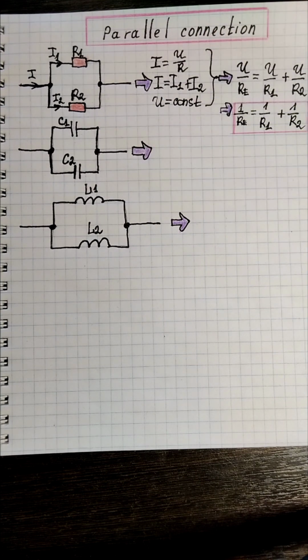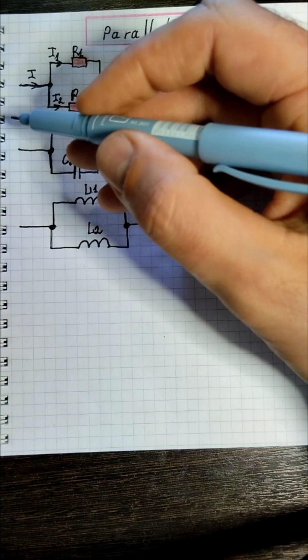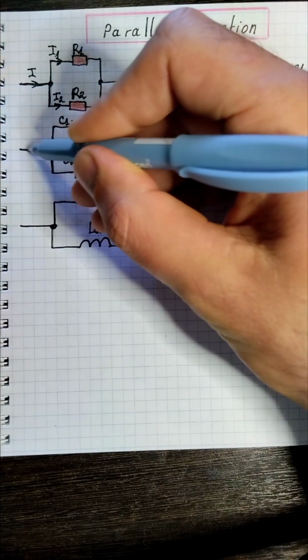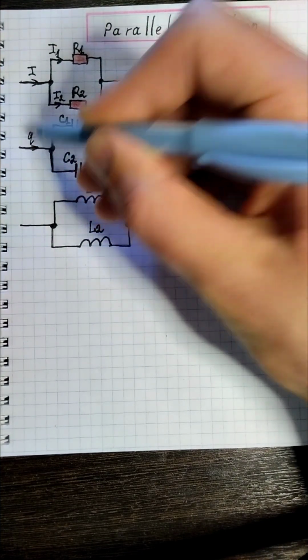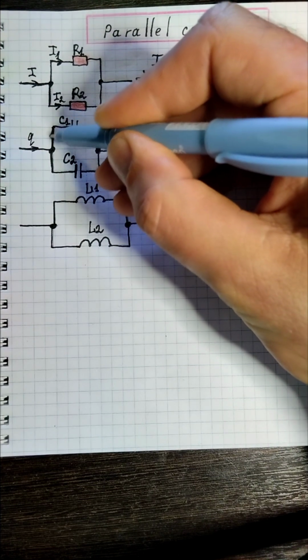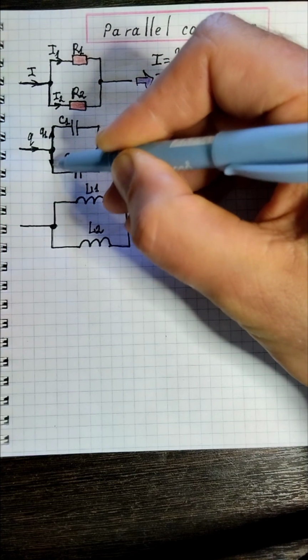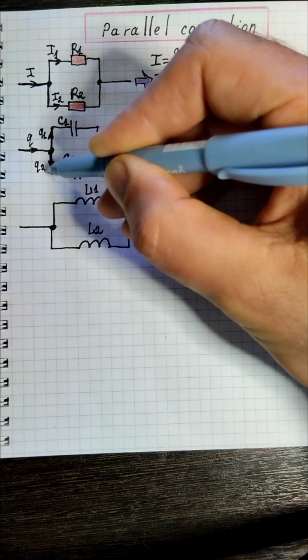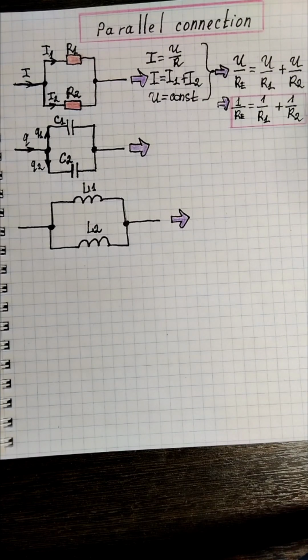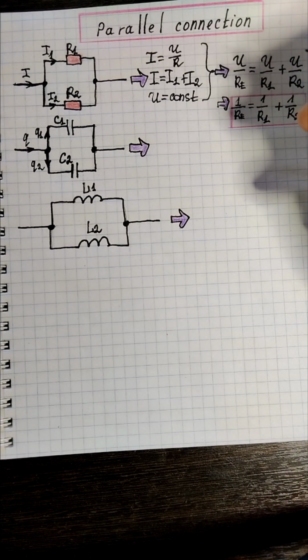Since the capacitors do not pass direct current, I will use only the law of conservation of electric charge. How much charge flows into the node, the same amount flows out. I'll write it. Q, Q1, Q2. As in the previous case, the electric voltage between the nodal points is a constant value. I'll write it.